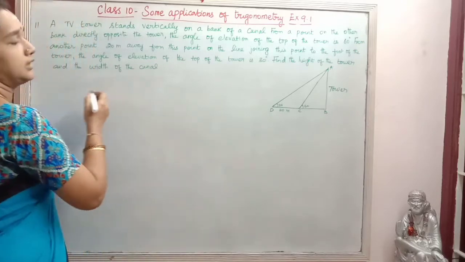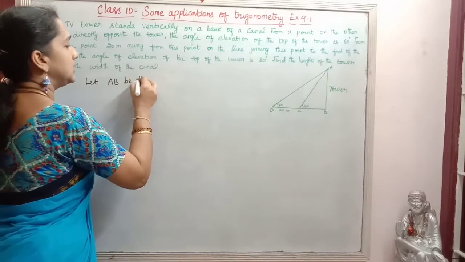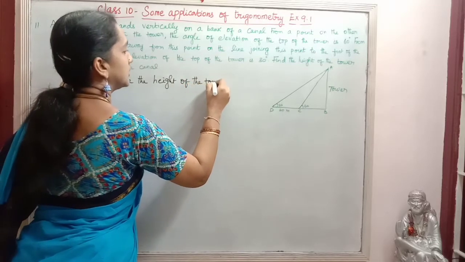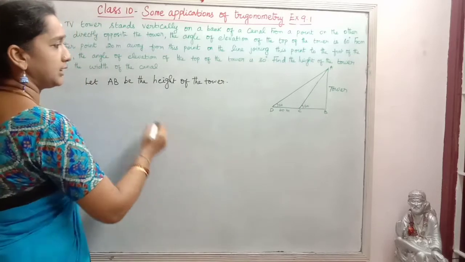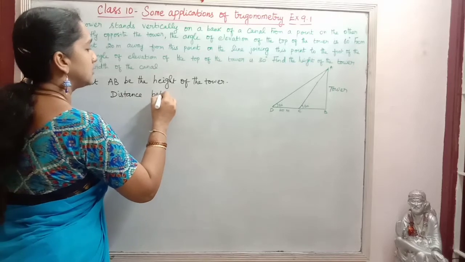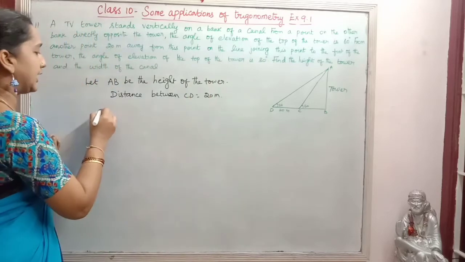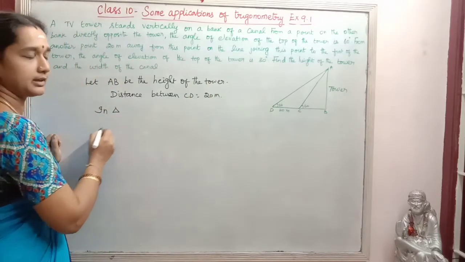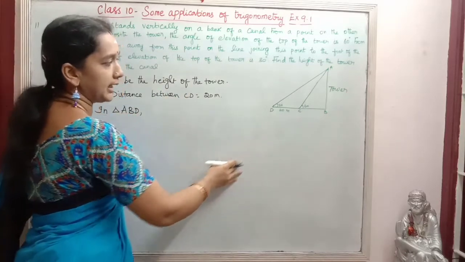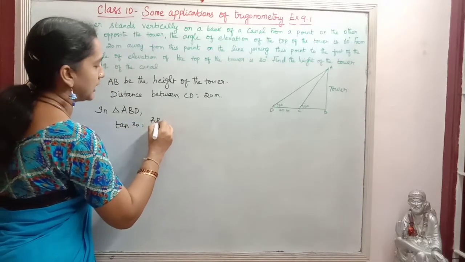Okay, so let AB be the height of the tower. Distance between CD is equal to 20 meter. Okay, so now first we will take triangles. Two right angle triangles are there. In triangle ABD, tan 30 is equal to AB by BD.